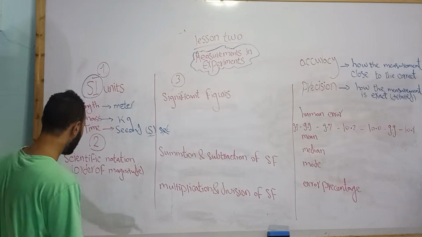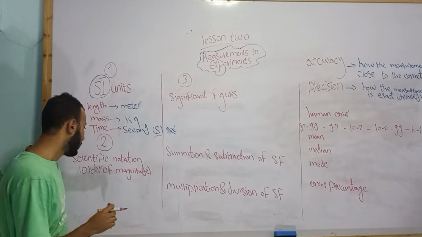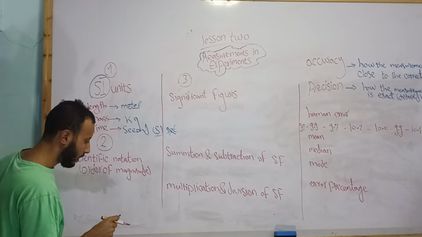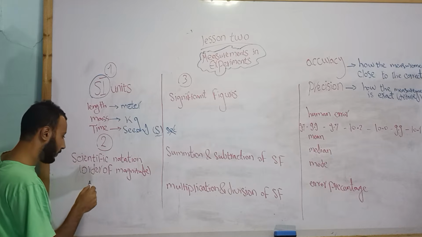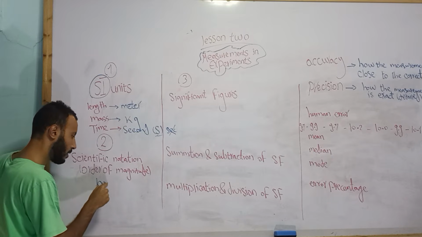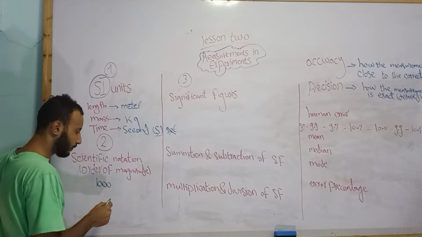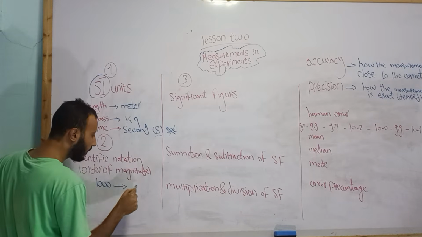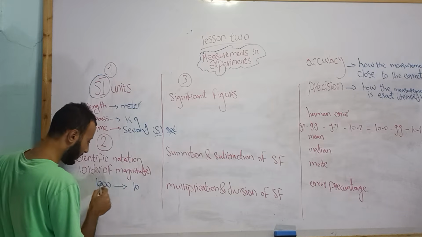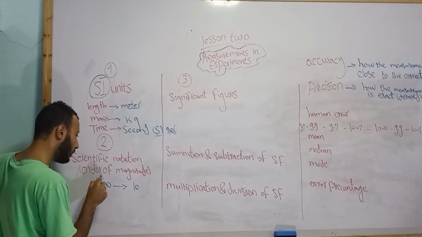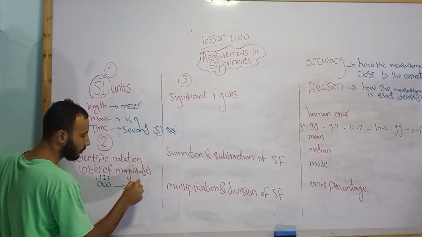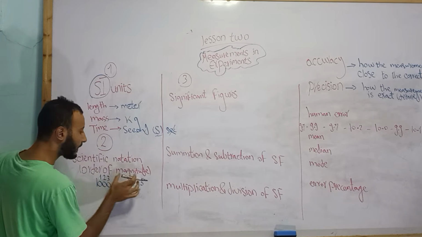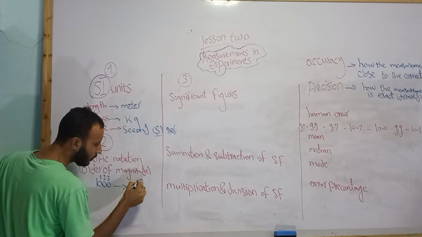And then let's get to the scientific notation or the order of magnitude. What do I mean by that? If I have this number, for example 1000, in the scientific notation it will equal 10 to the power, and then you have to count the number of zeros, 1, 2, 3, so it's 10 to the power 3. And we can also ask you about the order of magnitude, and here the order of magnitude is 3.